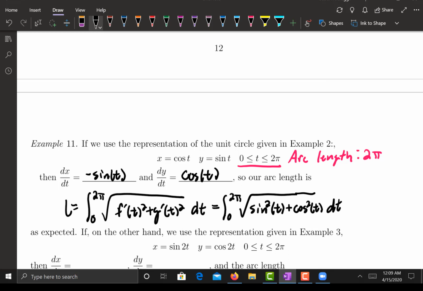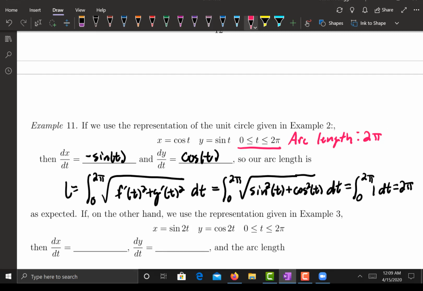Sine squared of t plus cosine squared of t gives me 1. Square root of 1 is just 1, which equals 2 pi, which is what we were expecting.